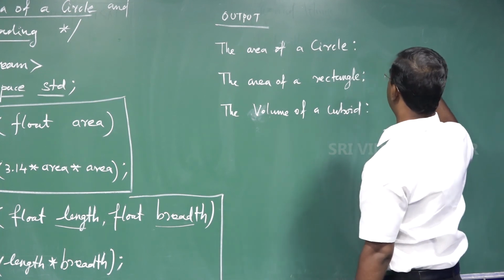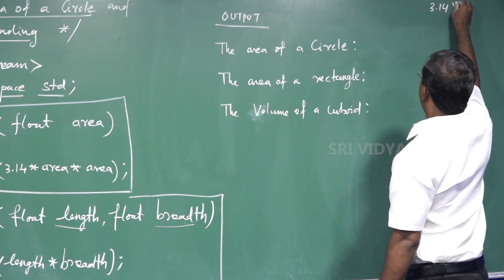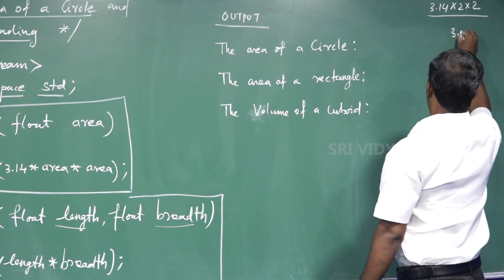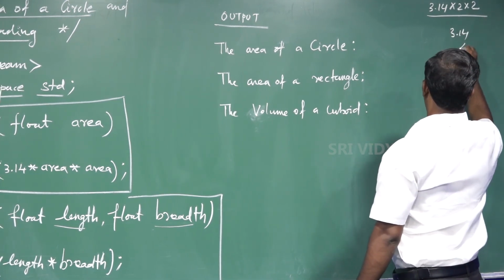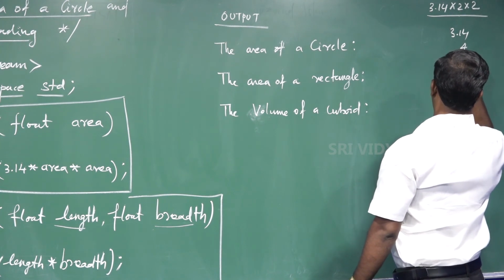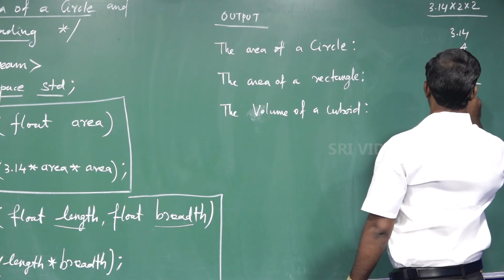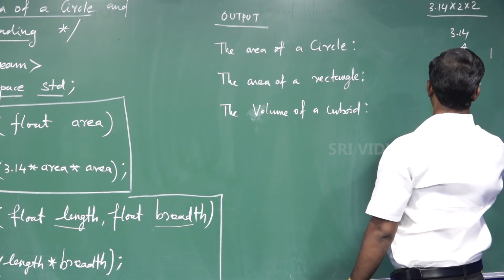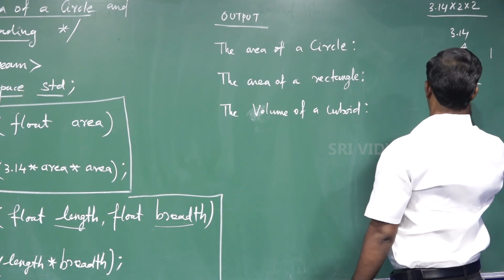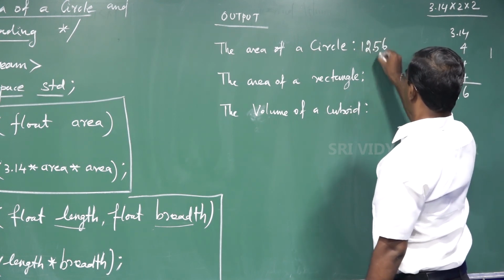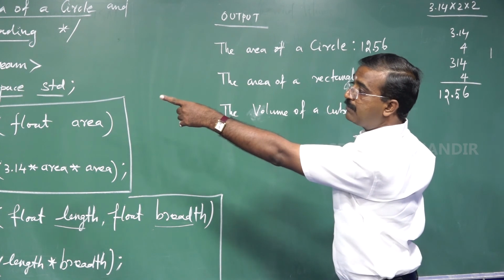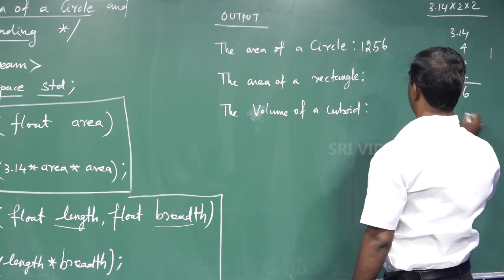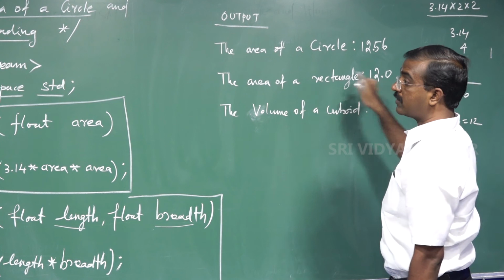That's why we know the mathematical calculation: 3.14 into 2 into 2. This is the process. 3.14 into 2 into 2 is 12.56. And then for the second one, 3 and 4 values are given. We know the formula L into B. 3 into 4 is 12, so 12.0. Why? Because this is a float.